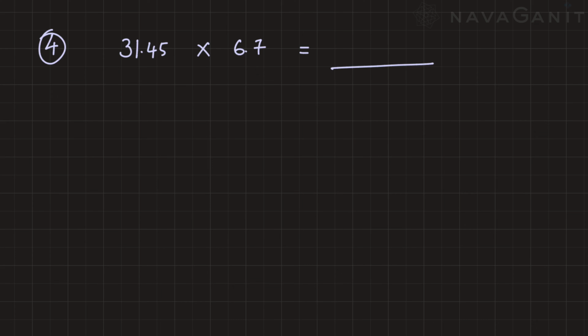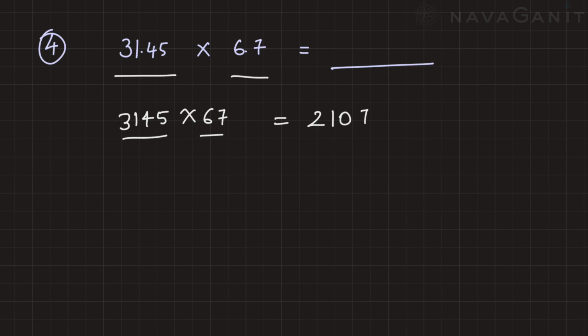Next we have a very straightforward problem. We simply need to find the product of 31.45 and 6.7. So we simply multiply 3145 by 67. We ignore the decimal point and first multiply the numbers. So the result is 210715. You can check with the multiplication.